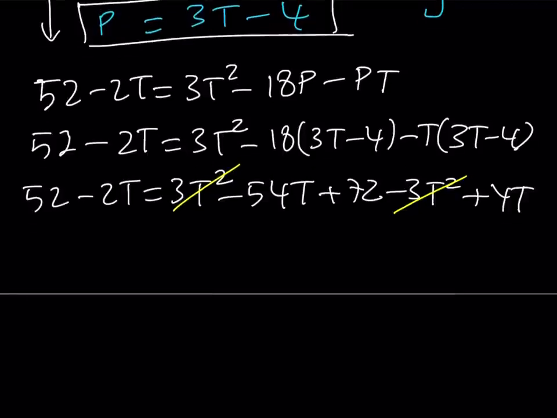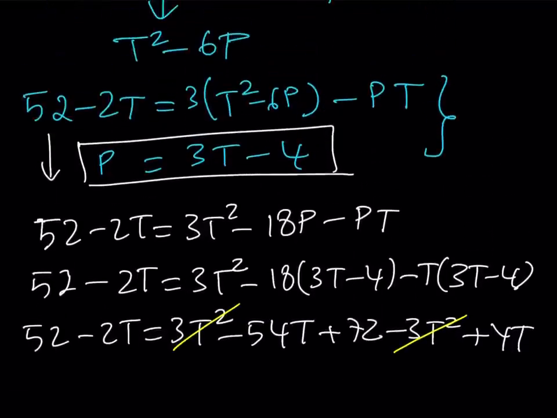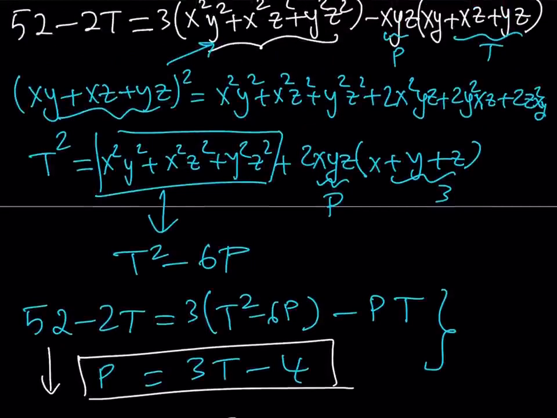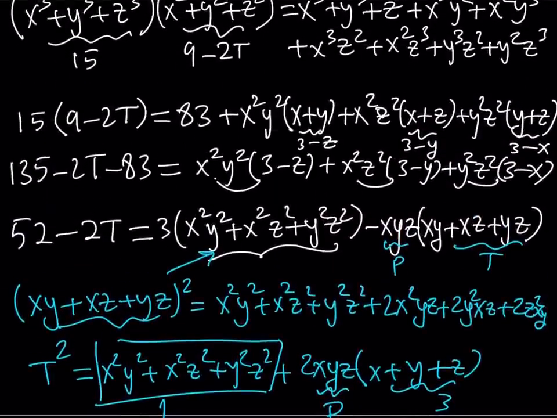Great. So I get negative 54 plus 4, which is negative 50t. And if you go ahead and add that to both sides, you're going to get the following. So I'm getting, let's see, 52 minus, let's go back here.